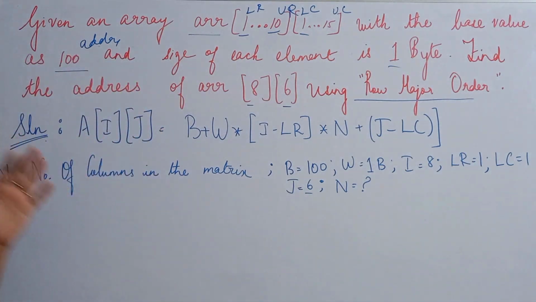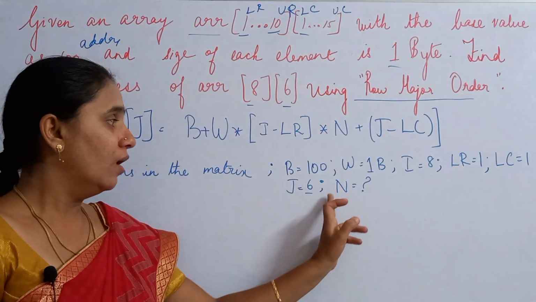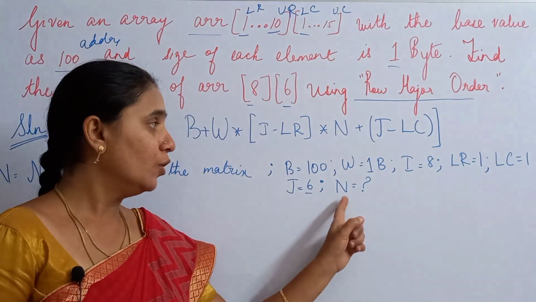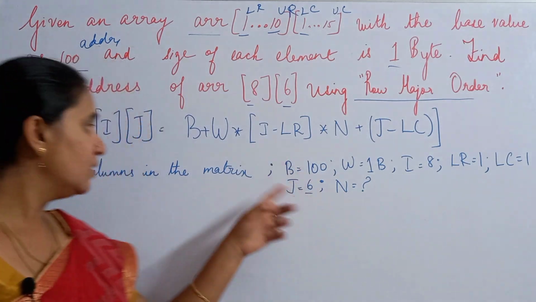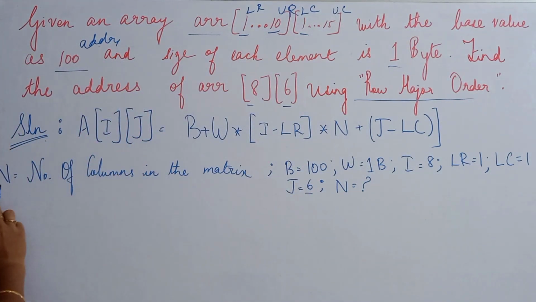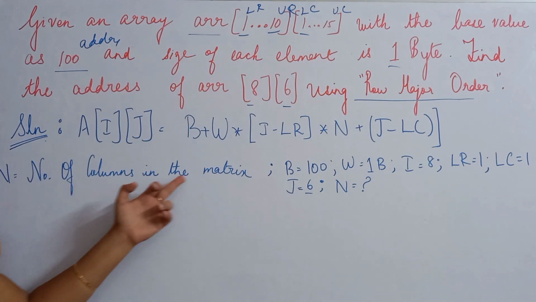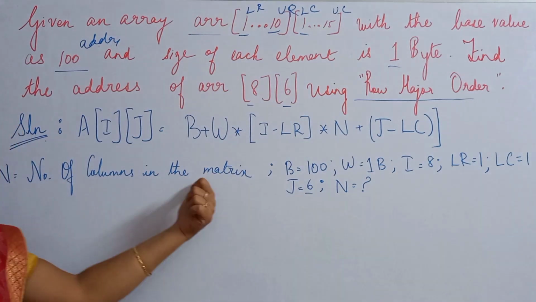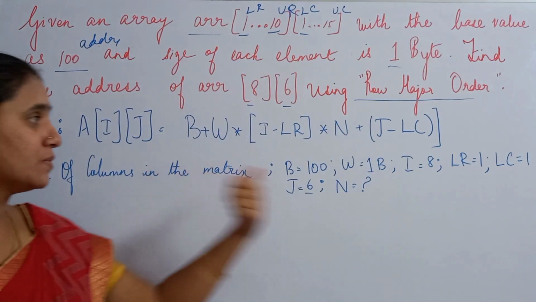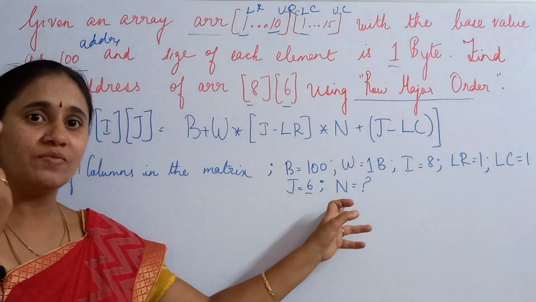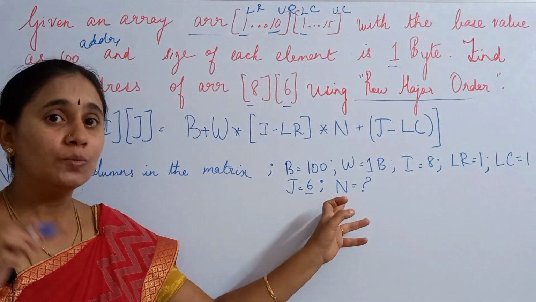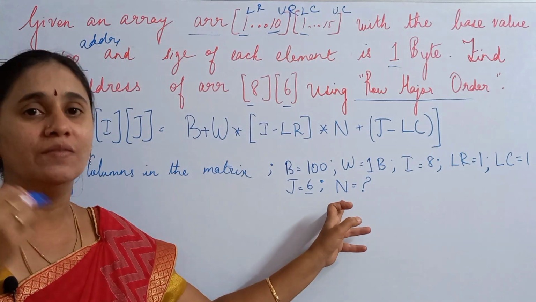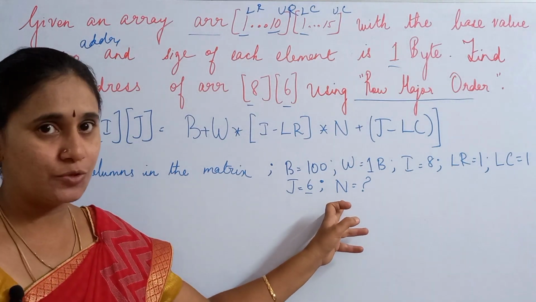Now we must find the n value. How are we going to find the n value? I have written that here. n is the number of columns in the matrix. Since it is row major order, we must find the number of columns and substitute in n. Suppose it is column major order, you must find the number of rows in the given matrix and substitute that.